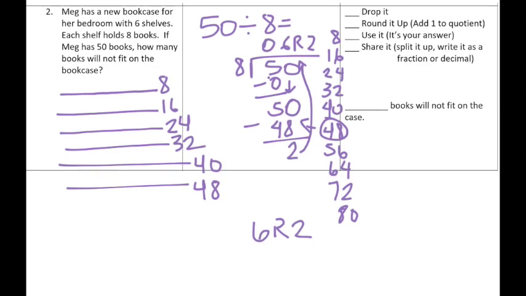So what does that mean? That means that she would fill up 6 of the bookshelves with 8 books, but then there would be 2 books left over. The question is asking us, if she has 50 books, how many books are not going to fit on the bookcase?